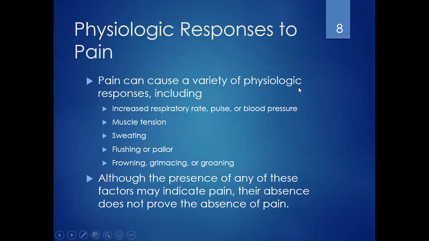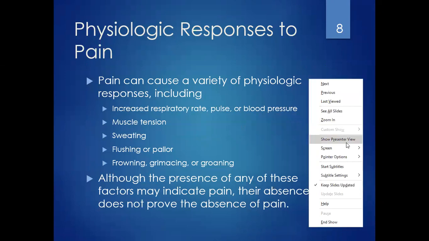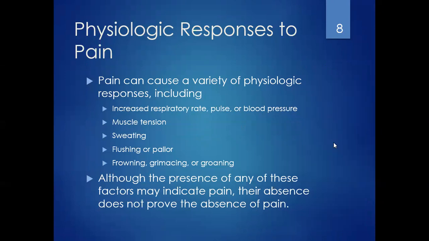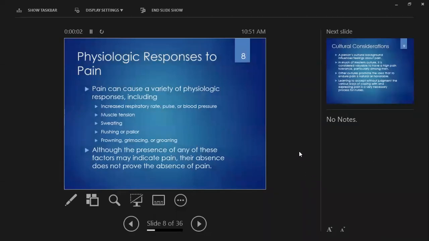Okay, so physiologic responses to pain. Pain can cause a variety of responses. What do we see in our vital signs? Increases, right? Increases in respiratory rate, increases in pulse, increases in blood pressure. What aspect of blood pressure is usually elevated? The systolic. That's right, the top number, the systolic blood pressure.